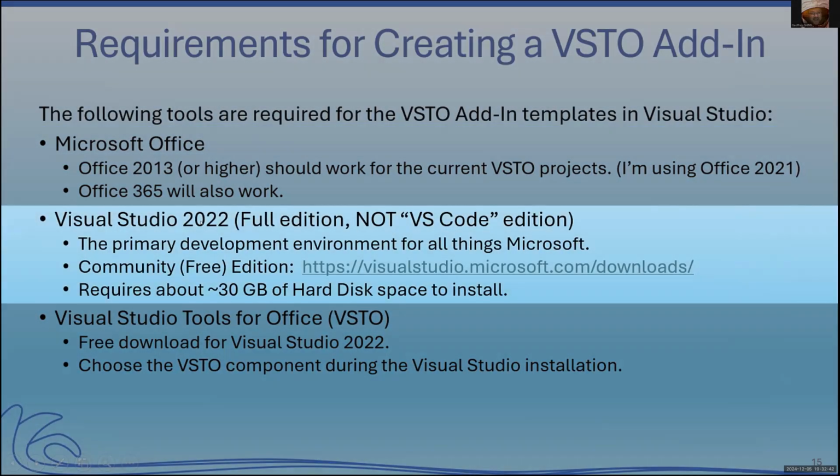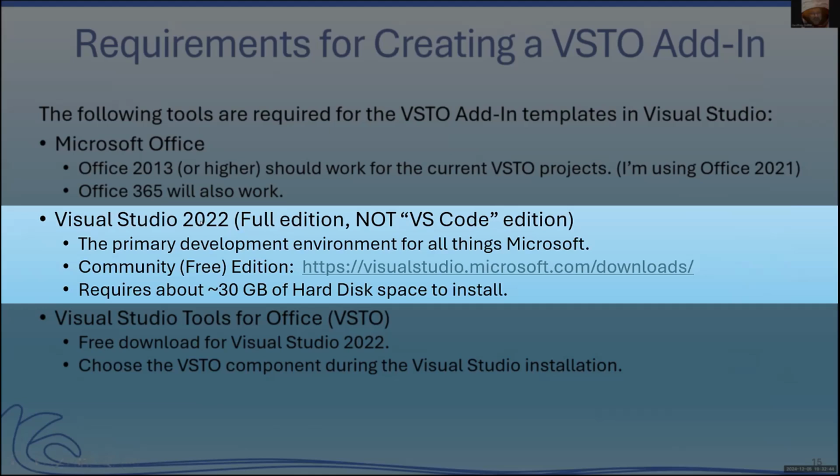You also have to have Visual Studio 2022 or a recent edition, but I recommend 2022. It's free. You want the full edition, not the Visual Studio Code edition. That has the new stuff in it, but you can't run the VSTO stuff in Visual Studio Code. So you want Visual Studio 2022, and I provided a link here. It takes about 30 gigabytes of hard drive space and about 2 or 3 hours to install at a minimum. So, plan on taking some time out of your day if you're going to install Visual Studio 2022.